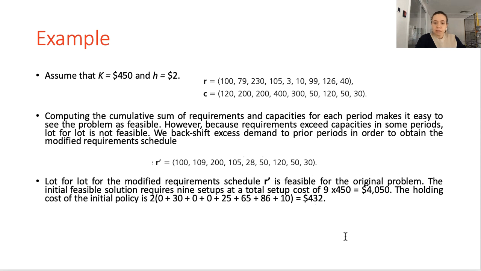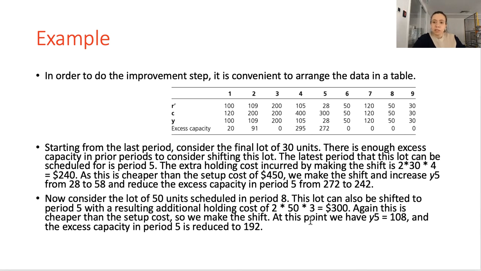Firstly, let's calculate the cost of this initial solution. For the setup cost, we have $4,050, and for the inventory holding cost, we have $432. Now, we have such a table. We calculate the excess capacities for each of the periods. We start from the last period. Okay, we have a production plan of 30 units in this period, and we check if we can shift backwards this lot.